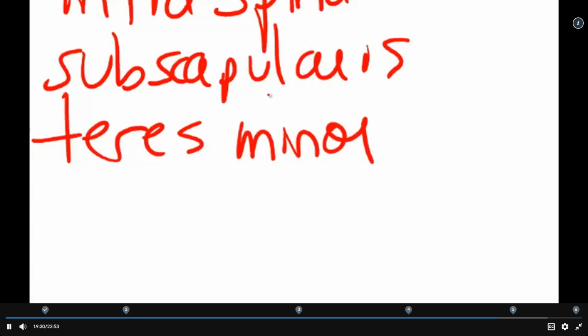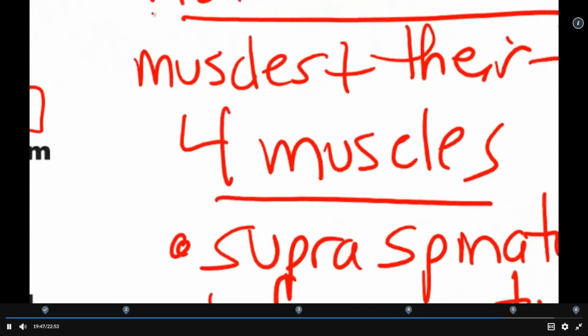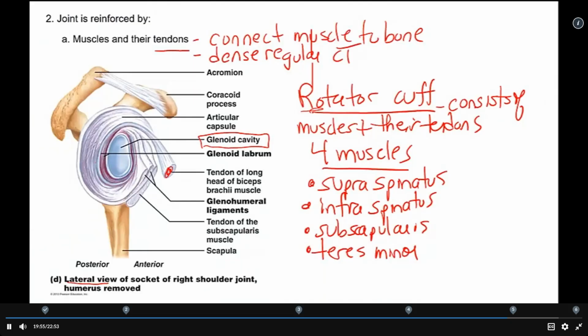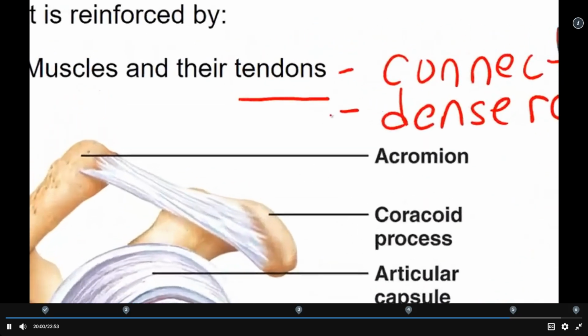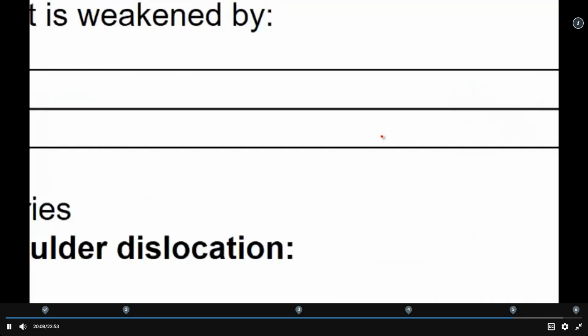What happens is when the muscles have good tone, they're partially contracted, and that contraction pulls on the tendons. You notice the tendons are arranged around the joint in a circular fashion. Rotator, that's where rotator cuff comes from. So if the muscles are in good shape, the tendons pull tightly around the joint and they hold the humerus to the scapula. So again, the muscles and their tendons, but it's really the muscle and the tone of the muscle that helps mainly.